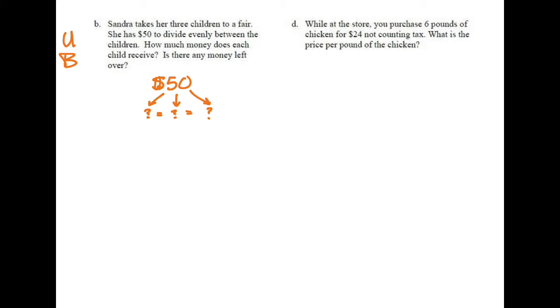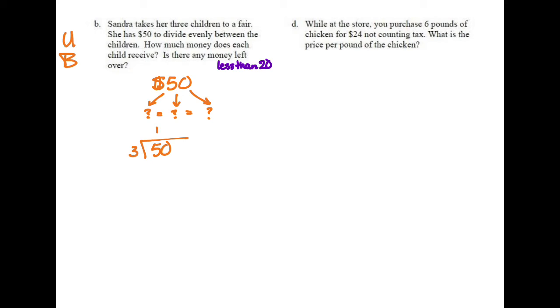We're going to have 50 divided by 3. We're just going to do long division. Okay, can we do an estimate? 50 divided by 3. 60 divided by 3 is 20. So it's going to be less than 20, right? Okay, so let's just say less than 20. Okay, let's do our division and see what we have.